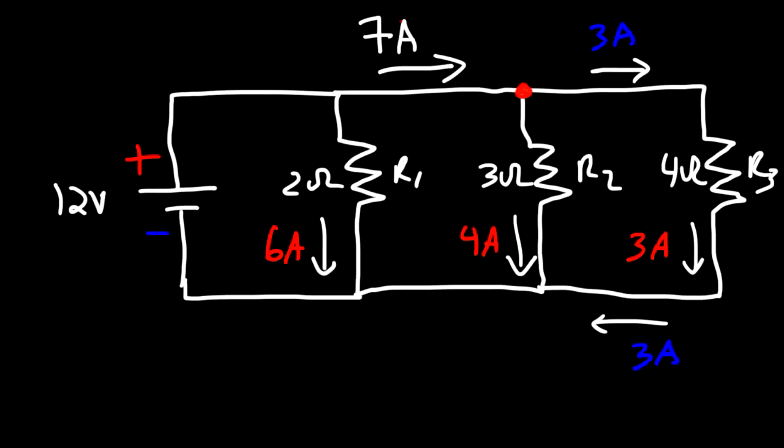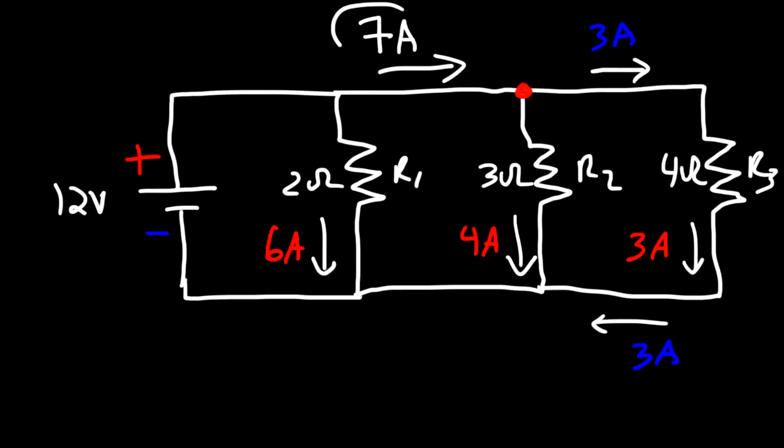The total current entering a junction, let's say at this point, is equal to the total current leaving that junction, which is 3 plus 4, and that's 7. And so that's Kirchhoff's current law. The total current going into something equals the total current leaving that something or that junction.